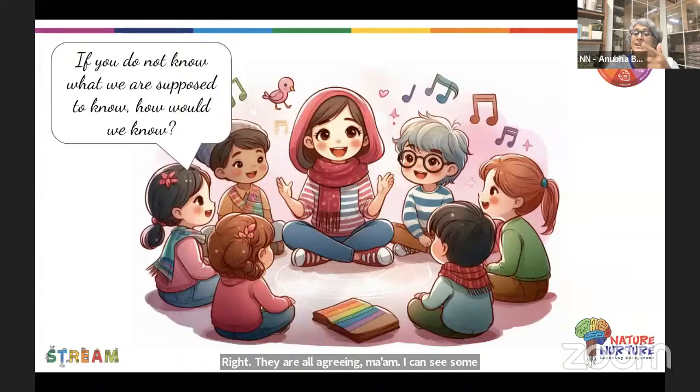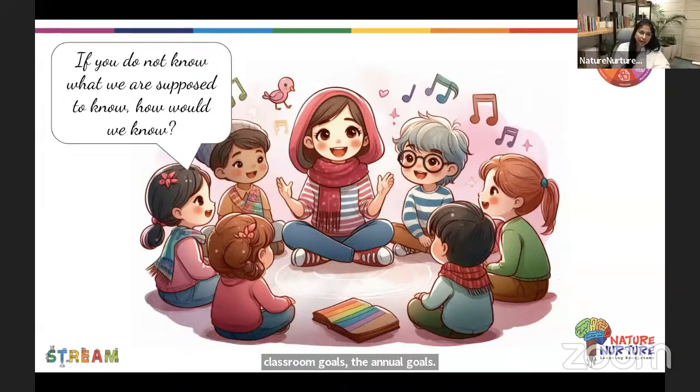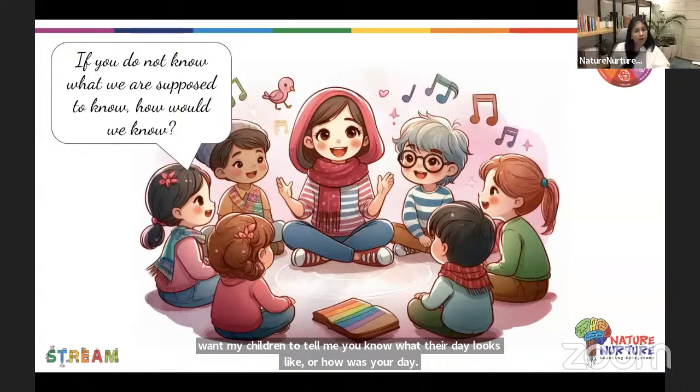Very, very important. Like you were saying, to have the bigger macroscopic picture, the classroom goals, the annual goals. So if we are doing a circle time activity and we do not know what we want by the end of this beginning circle, I want my children to express their feelings. I want my children to tell me what their day looks like, or how was your day? Or I want my children to share their stories from home.